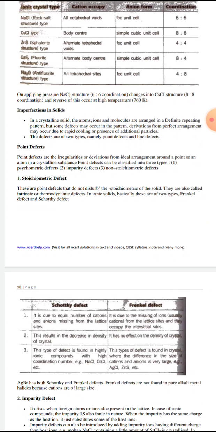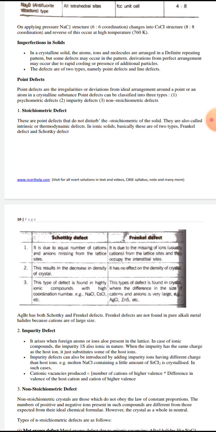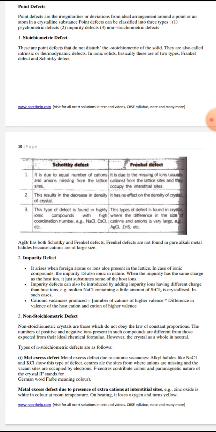Point defects are irregularities or deviations from the ideal arrangement, and point defects are of three types: stoichiometric defects, impurity defects and non-stoichiometric defects. Stoichiometric defects are point defects that do not disturb the stoichiometry of the solid. They are also called thermodynamic defects. Here are the Schottky defect and the Frenkel defect.